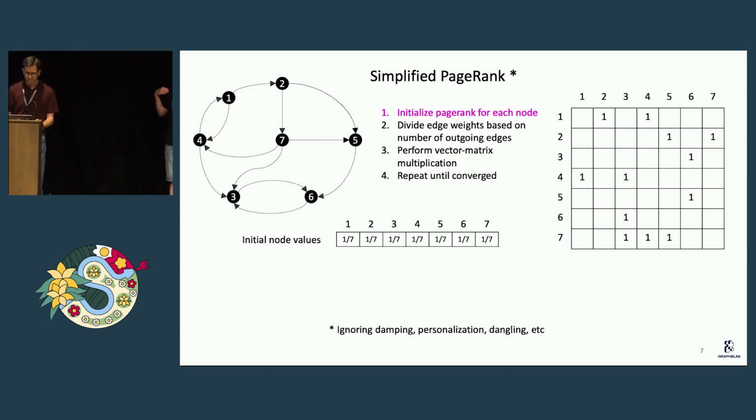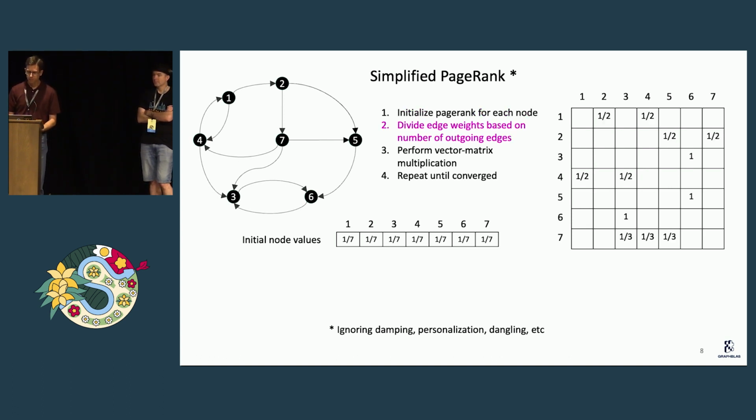All right, put your math hats on. We're going to get into some algorithms. We're going to start with Pagerank. This is super simplified, so we are ignoring personalization. We're ignoring dangling nodes. We're, in fact, ignoring damping, just the core of what Pagerank is. So first we have our nodes. We're going to initialize them all with 1/7 because we have 7 nodes. They're supposed to add up to 1.